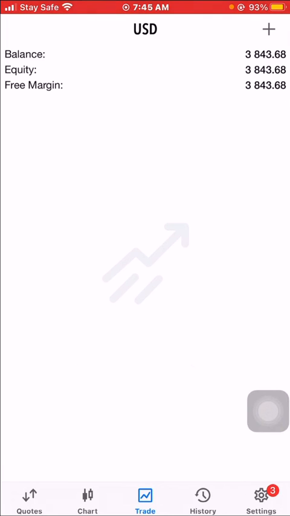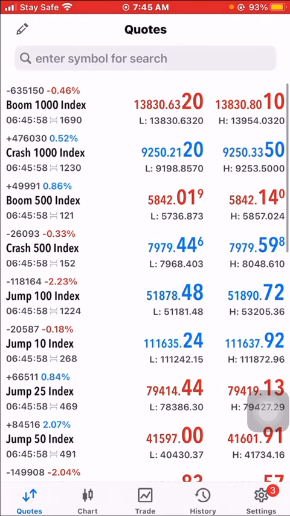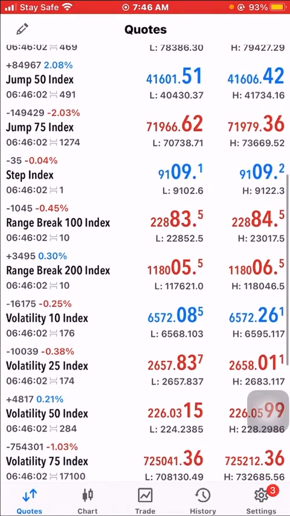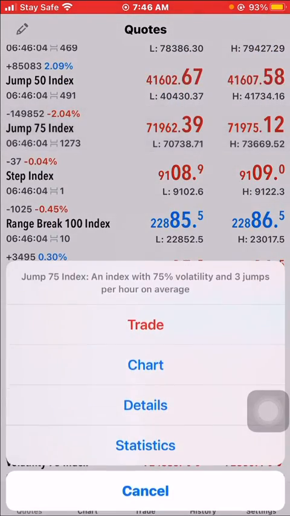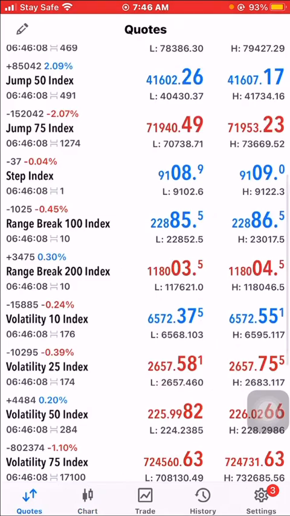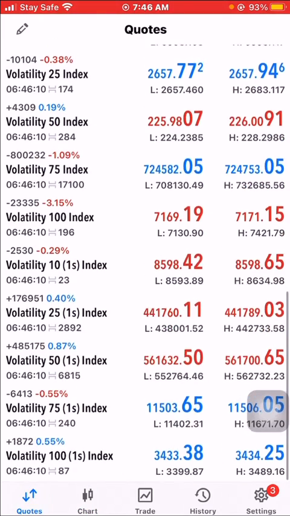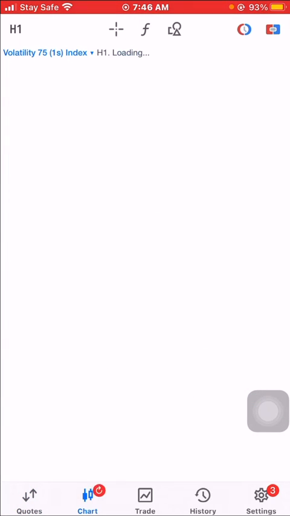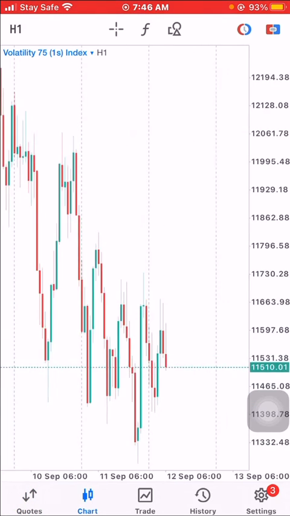You can also use this Fibonacci retracement on other volatilities. Let's even check some result. This is the Jump 75 index, but you can use it on any financial instrument.